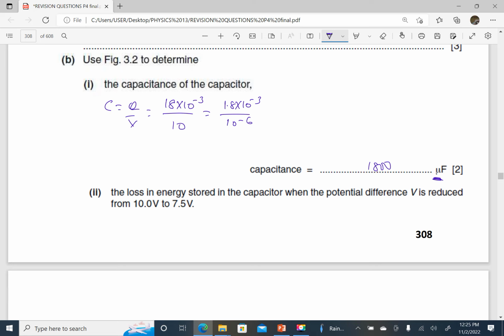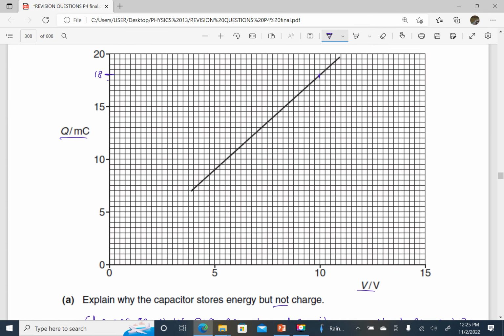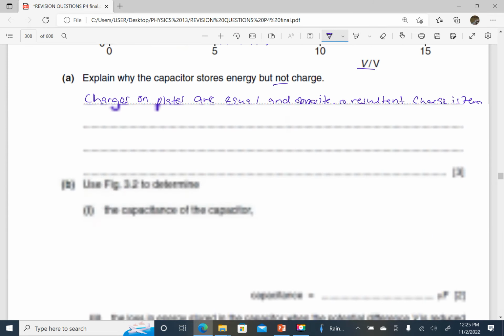Use the figure again to determine the loss in energy stored in the capacitor when the PD is reduced from 10 to 7.5. From 10 to 7.5, we have seen at 10, 7.5 is I think in the middle. 1, 2, 3, 4, 5, 6, 7, 8, 9, 10. So 7.5 should be around here, where the charge is this.